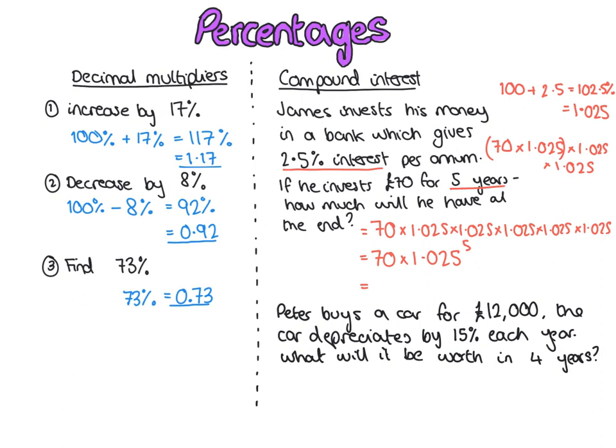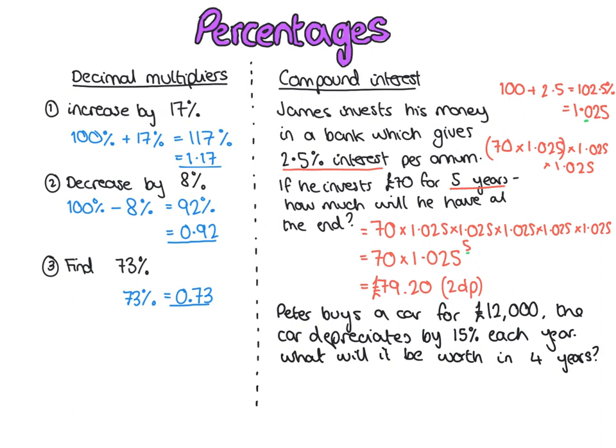The easy mistakes to make would be to miss out this 0 in our decimal multiplier and to multiply by 5 instead of to the power of 5 here. So 70 times 1.025 to the power of 5 gives us 79.20, rounded to 2 decimal places. Remember, we always round money to 2 decimal places.